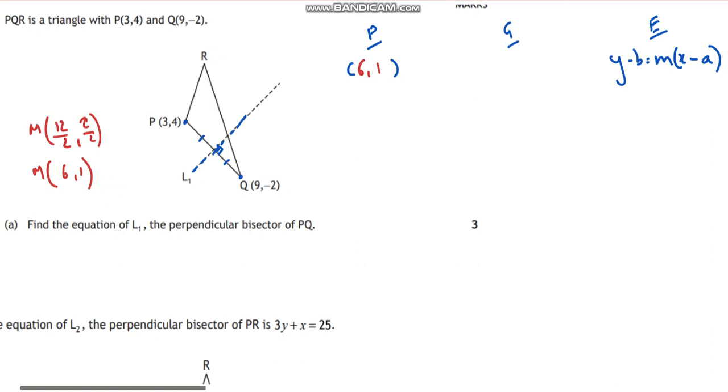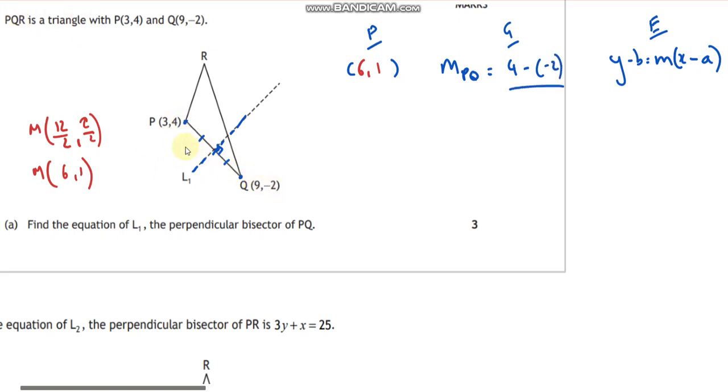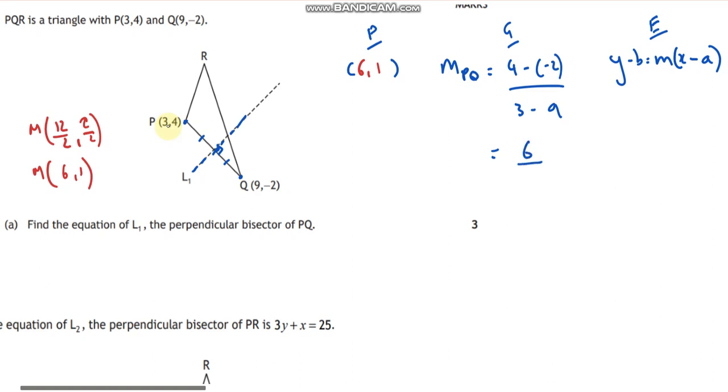And the gradient, I think actually for this bit I'm going to say that I'm doing the gradient of PQ just to remind me. Okay, the gradient of PQ. But for that one, I will do 4, take away negative 2, y2 take away y1, divided by x2 take away x1. Now you might have wanted to write out all the points. I'd encourage you to do so if you're making a lot of small mistakes, or if you're just a bit nervous, so negative 1.